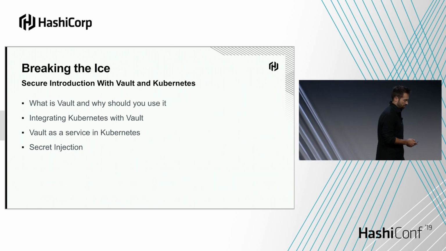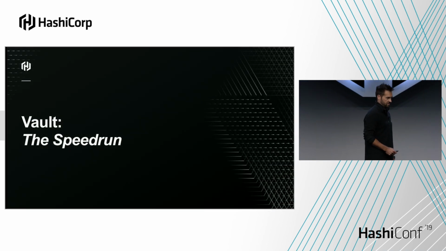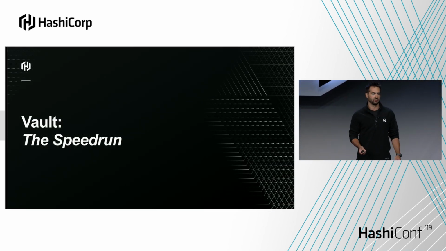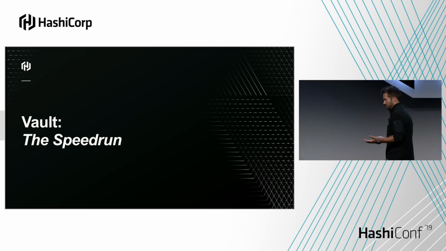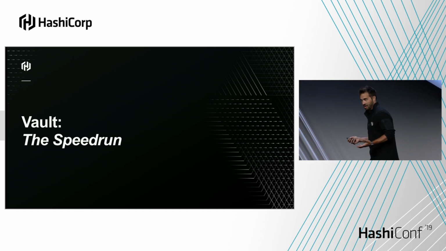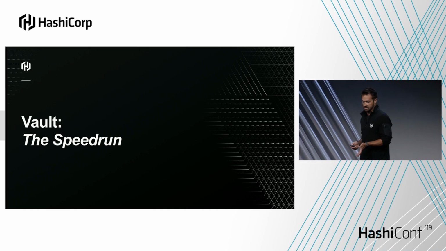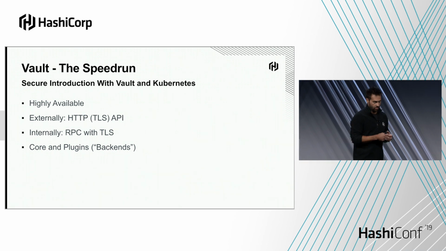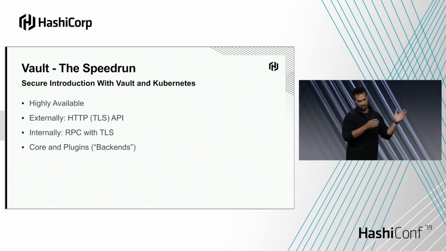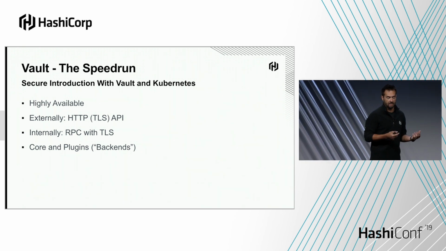If you know anything about video games, you maybe have heard of a speed run. So I'm going to give you a speed run of Vault, assuming you know more Kubernetes. All that means is we're going to show you some really quick things about Vault, just to kind of get you the idea of what it is and what it can do. So Vault itself is highly available. It is a distributed application. It has a leader-follower pattern, very similar with our other products, Nomad and Consul.